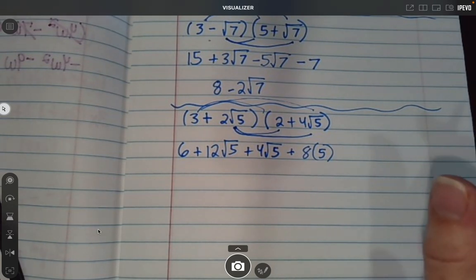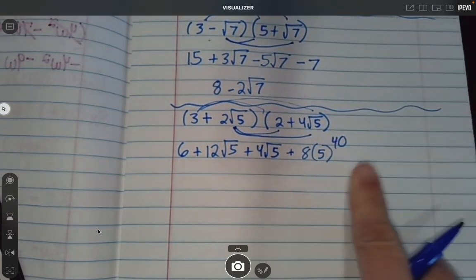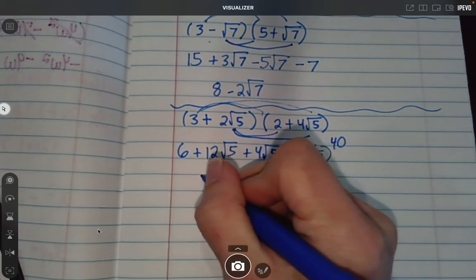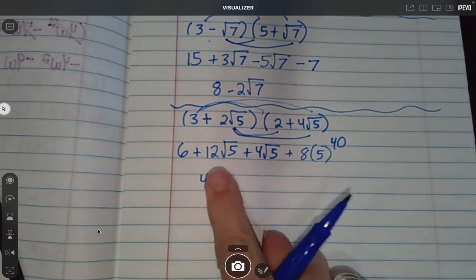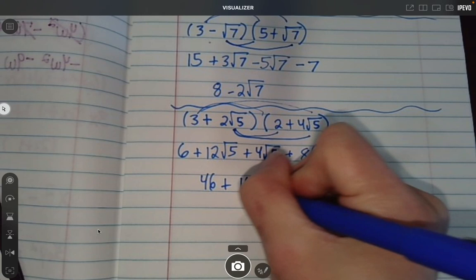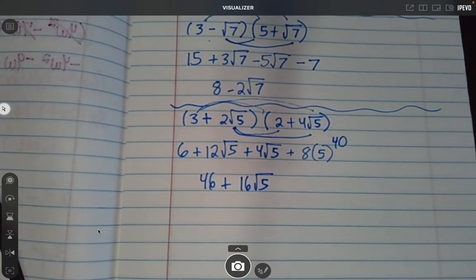I'm going to change that, though. What is 8 times 5? 40. I'm going to make a little note. So I'm going to add 40 and 6. And what is that? 46. And what's 12 plus 4? 16 square root of 5. And that's our answer. We good with those? Okay.